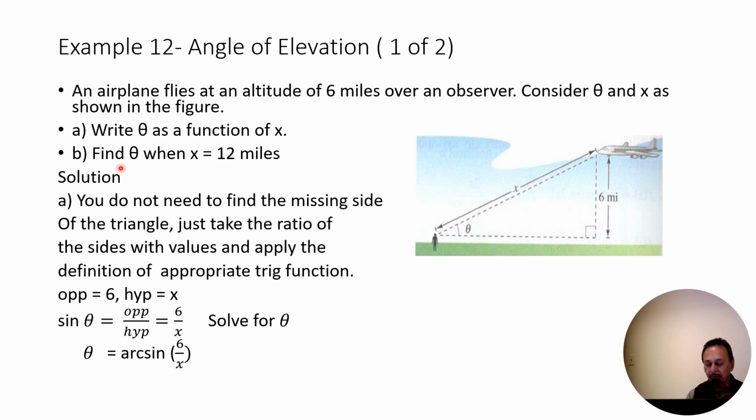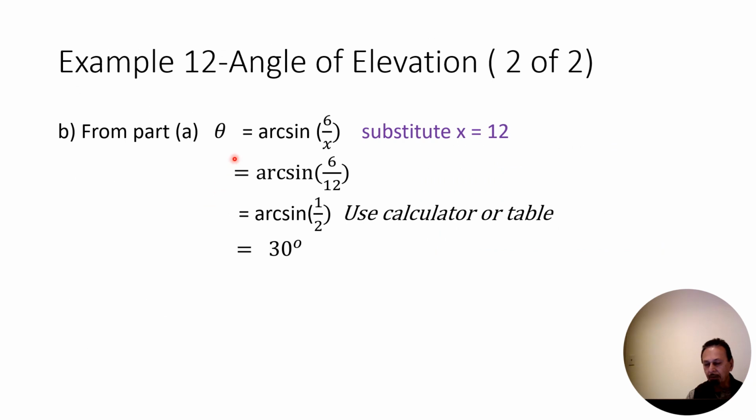Next, in part B, we're going to find theta when x is 12. We substitute x equals 12 into the equation we just found, theta equals arc sine of 6 over x. This becomes arc sine of 6 over 12, which simplifies to arc sine of 1 over 2. Now put this on the calculator or use the table to find the angle, 30 degrees. And that's the end of this section.